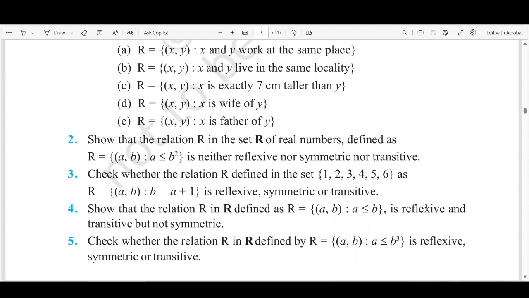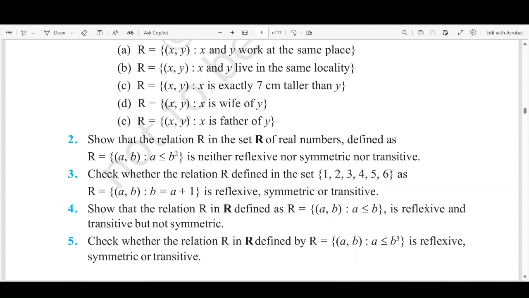Moving on to the relation B, R equal to the set of all ordered pairs (x, y) such that x and y live in the same locality. So if we take x and x, they live in the same locality, therefore the relation R is reflexive. If you take two elements x and y such that they live in the same locality, we can also say y and x live in the same locality. The same idea we can apply for three elements x, y, z. If x and y live in the same locality and y and z live in the same locality, we can say x and z live in the same locality. Therefore, for B, the relation R satisfies all the above properties.